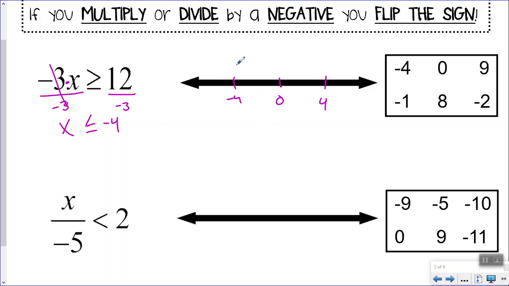Because we have the or equal to here, this is going to be a filled in circle, and we want everything less than negative 4. So we're going to go to the left. Negative 4 is included, but negative 1, 0, 8, 9, and negative 2 are not.